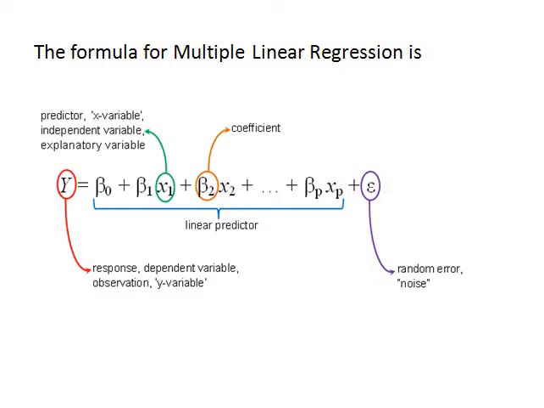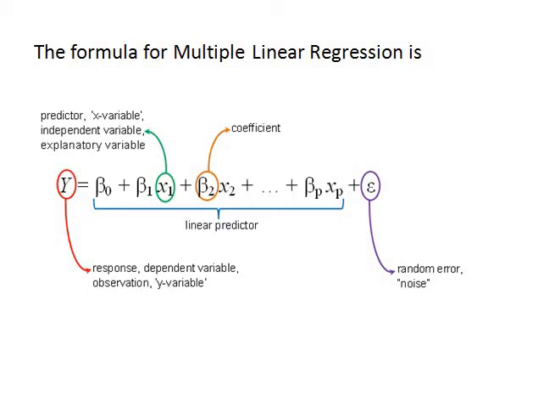Let's see x1 and beta1. When there is a 1 unit change in x1, then there is a beta1 unit change in the value of y. Betas are also called the parameters of that model.